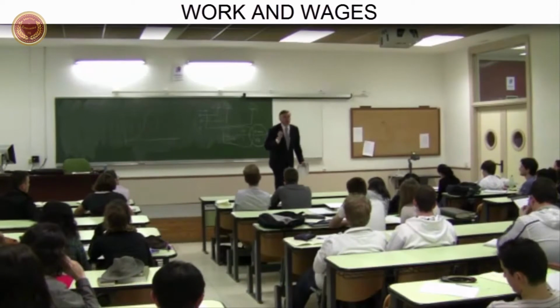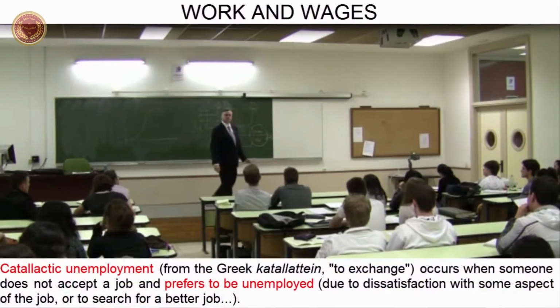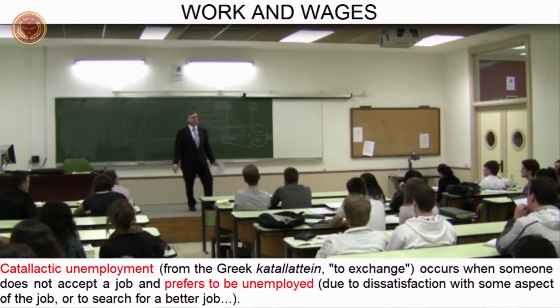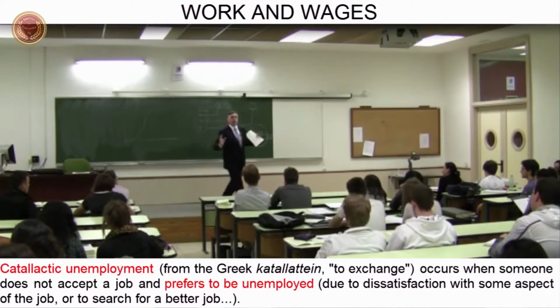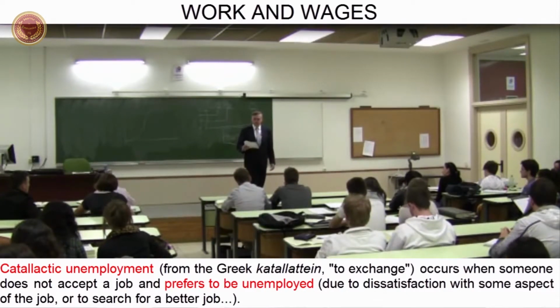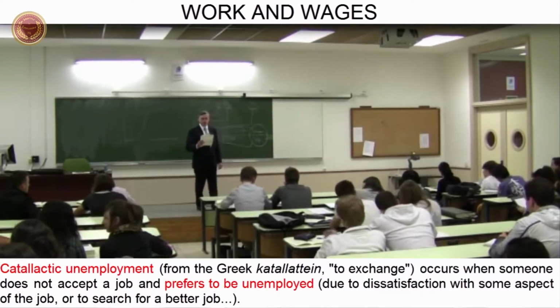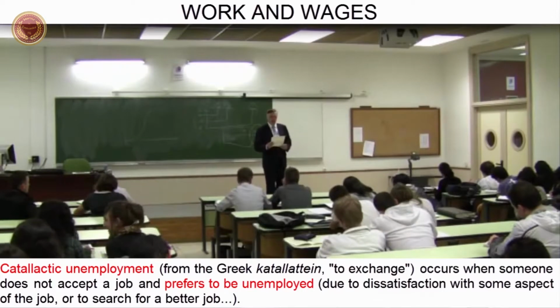According to Mises, there are two types of unemployment. There is what he calls catallactic unemployment. It comes from katallatein, which means to exchange in Greek. Catallaxy is the science of exchanges, a part of economic science. When catallactic unemployment occurs, people do not work, because, for one thing, many value leisure more highly than what a job would pay them, and they voluntarily decide not to work.